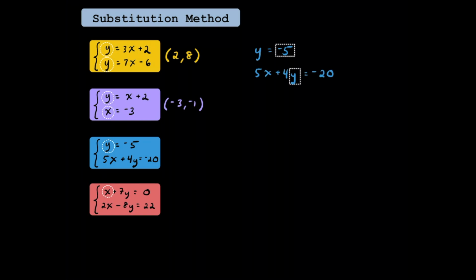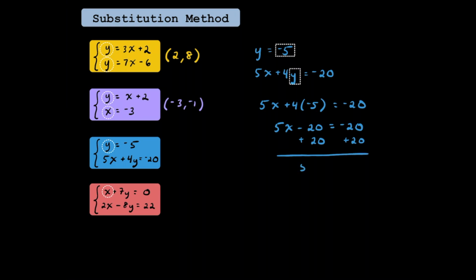Since y is already alone or isolated, we can make a substitution for it. Once we substitute, we're going to get 5x plus 4 times negative 5, because that's what y is equal to. Since 4 times negative 5 is negative 20, we can simplify this equation to 5x minus 20 is equal to negative 20. To solve for x, we're going to add 20 to both sides.